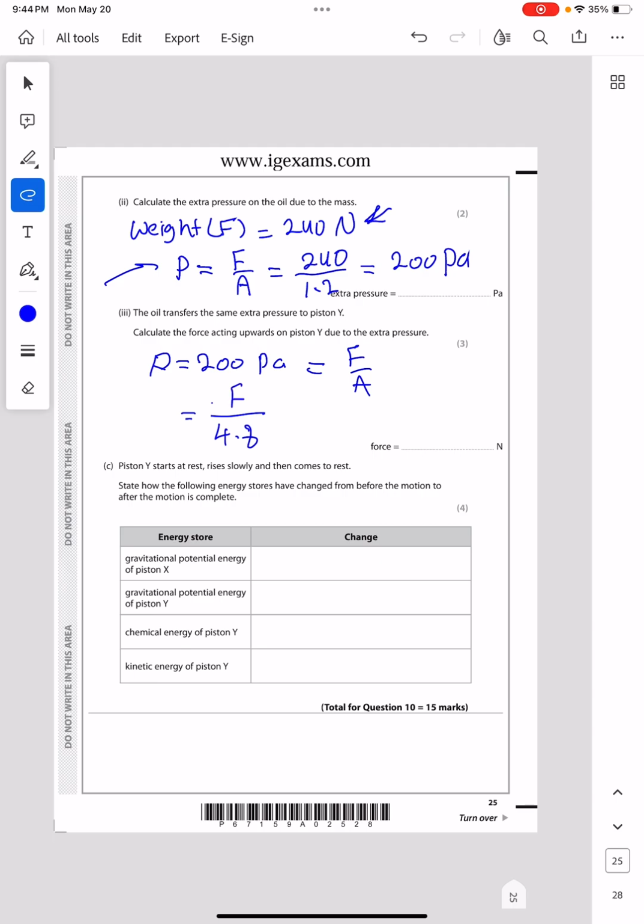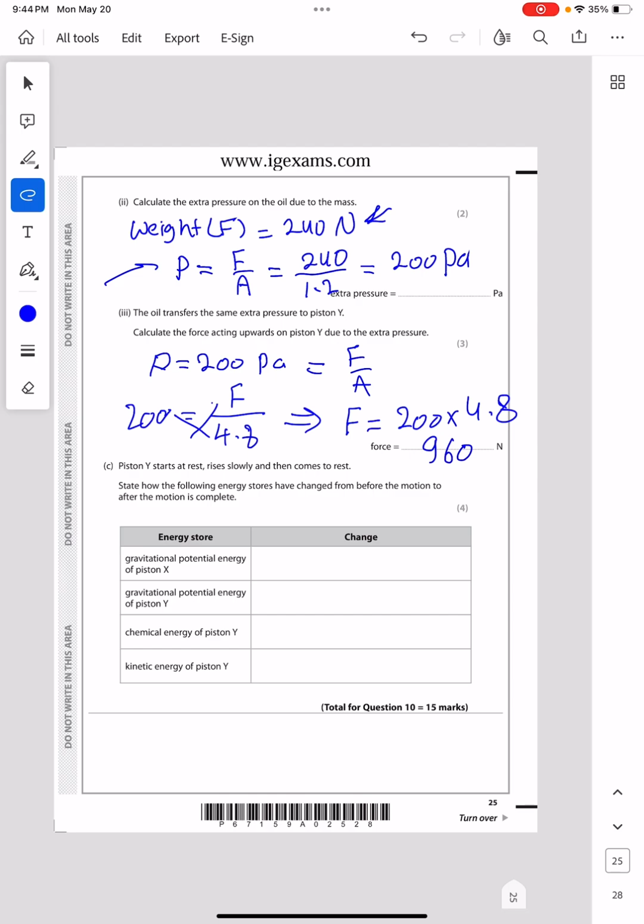We're looking for the force, and this is how you do it. You will find F is equal to 200 times 1.8, which will be 960 Newton. It is a force, so it is Newton. I hope it's clear until here. If there's anything that's not clear, you can ask me.